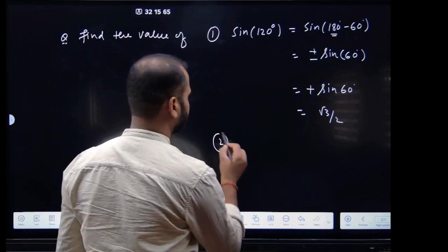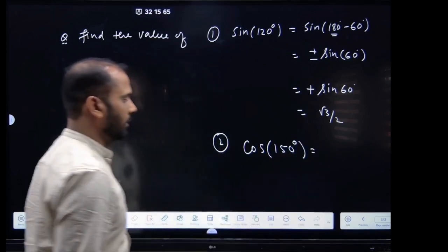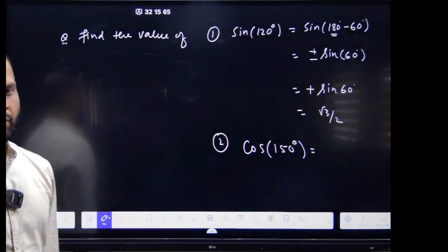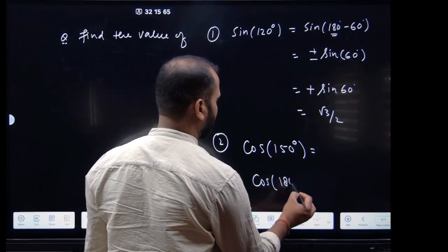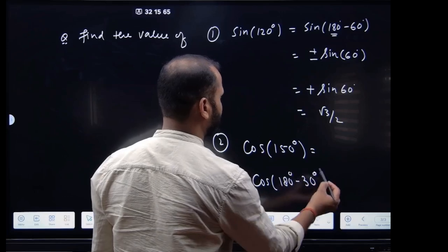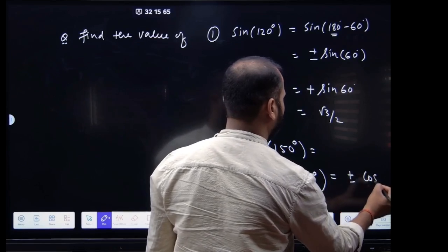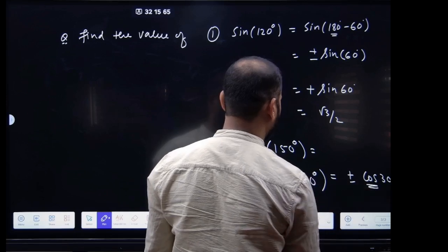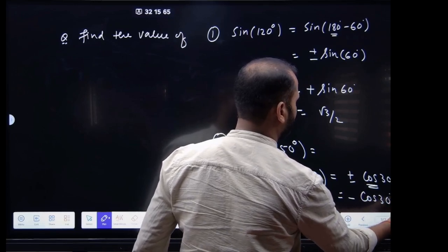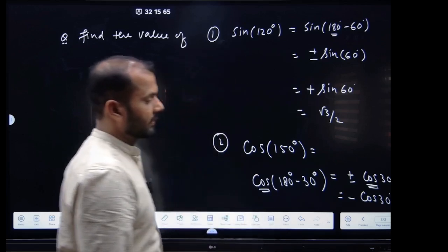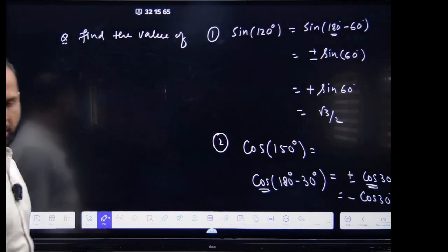Second question, you solve. Let it be cos 150 degree. Tell me how much value it will be? 180 minus 30, right? So what will I write? Cos of 180 degree minus 30 degree. Make sure this angle should be from the table itself. So this will be plus minus cos 30 degree. Yes or no? Why cos? Because 180 is there. If 180 is there, you should be happy. But I will write minus cos 30 degree. Minus root 3 by 2 it will be. Am I right? When to take plus, when to take minus? Is there any confusion? No?